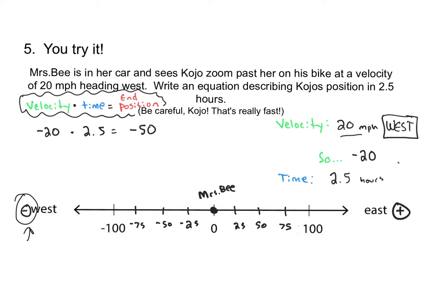What this would look like on the number line is negative 20 groups of 2.5. So I'm just going to go groups of 10 at a time. That would be 1, 2, 3, 4, 5, 6, 7, 8, 9, 10 groups to land me at negative 25. And then 1, 2, 3, 4, 5, 6, 7, 8, 9, 10 groups to land me at negative 50. So there's negative 20 groups of 2.5. All right, your next step. Oh, no, let's write this out. So this would mean that Kojo is 50. Let's see, we did miles west of Miss B.